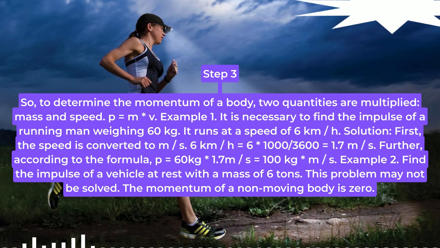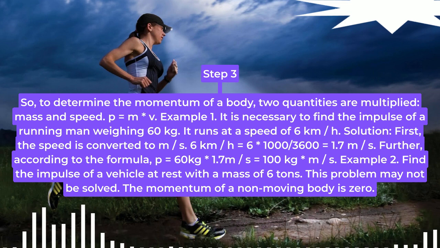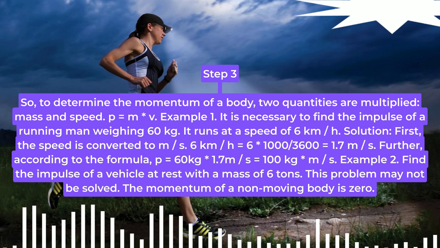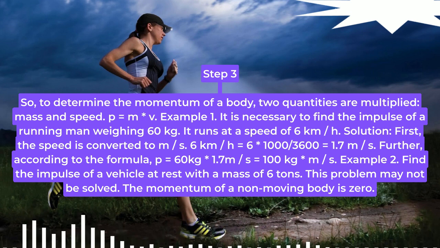Step 3. So, to determine the momentum of a body, two quantities are multiplied, mass and speed. P equals m*v. Example 1. It is necessary to find the impulse of a running man weighing 60 kilograms. He runs at a speed of 6 km/h.